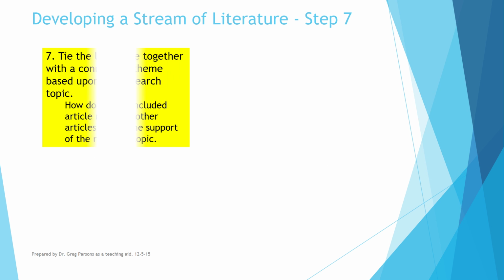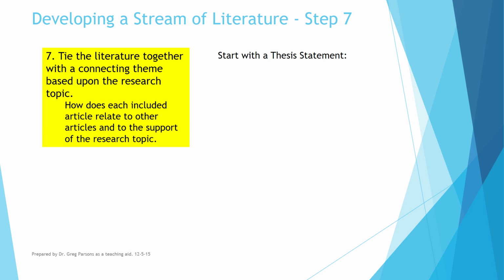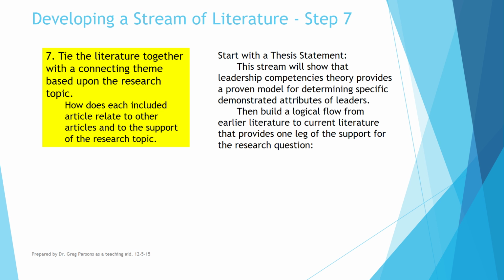And then finally, step 7, to write it. Now that you've chosen the literature, you have to tie it together with a connecting theme. How does each article that you plan to include tie to the ideas in the other articles that are being included? My suggestion is generally, even when you're just writing a paper, and of course with dissertations, you start with a thesis statement that states what this stream is going to do. The stream will show that leadership competencies theory provides a proven model for determining specific demonstrated attributes of leaders. Okay, there you've laid it out. This is what you're going to do.